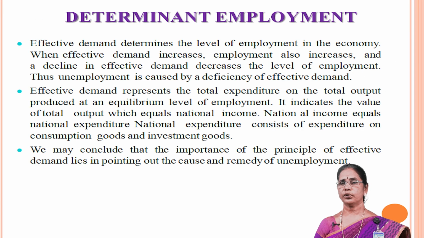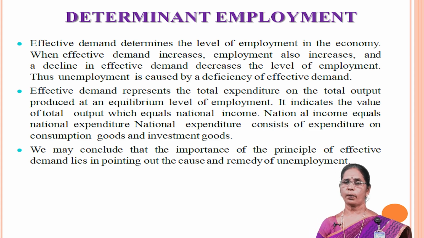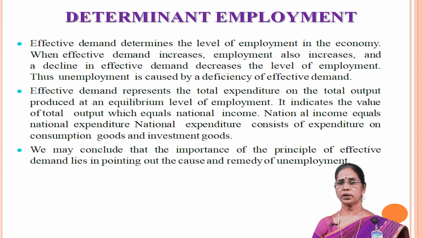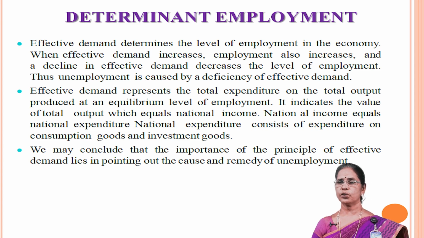Then we have to see the determinant of employment. Effective demand determines the level of employment in the economy. When effective demand increases, employment also increases, and a decline in effective demand decreases the level of employment. Thus, unemployment is caused by a deficiency of effective demand. Effective demand represents the total expenditure on the total output produced at an equilibrium level of employment.